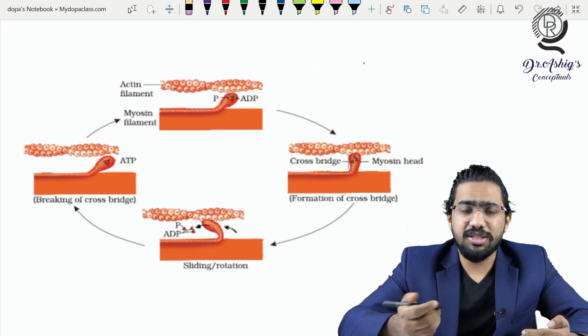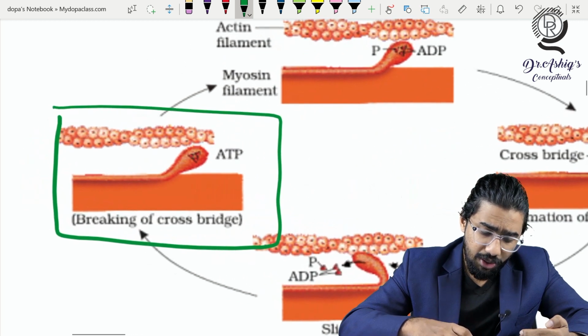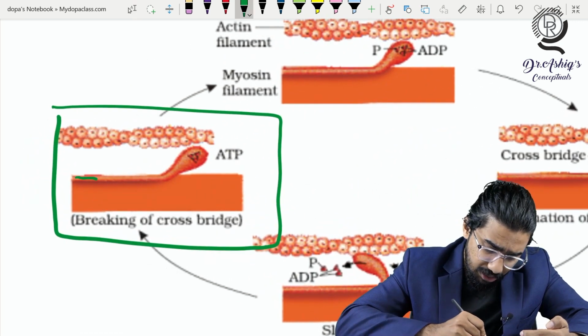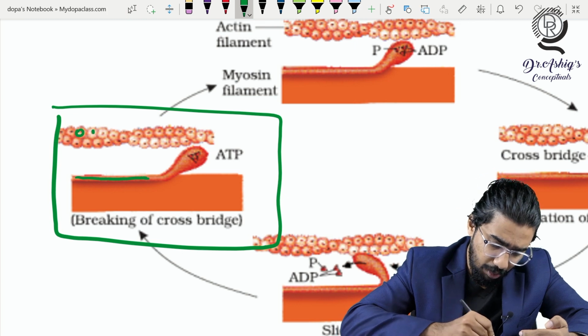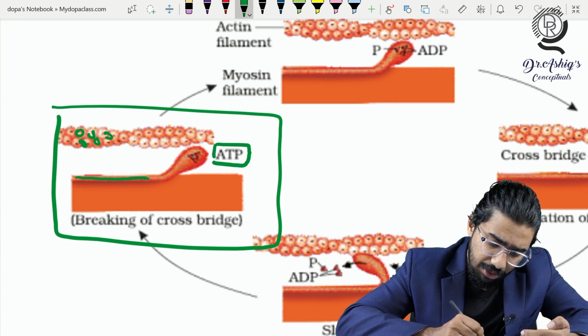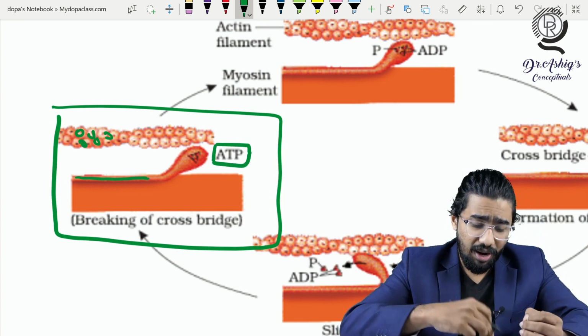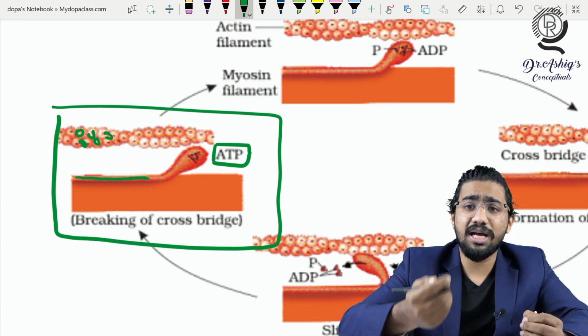We can start our discussion by explaining this diagram. What is shown in this diagram? You can see there is a myosin filament, and above it the actin filament. A single ATP molecule is coming and binding over that myosin head. What happened to the ATP? The ATP is remaining as ATP itself.